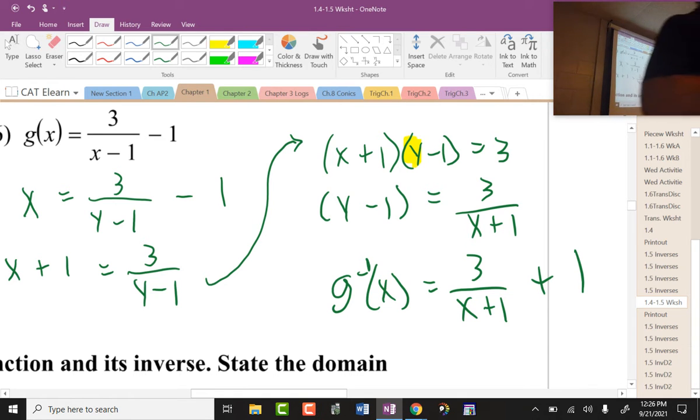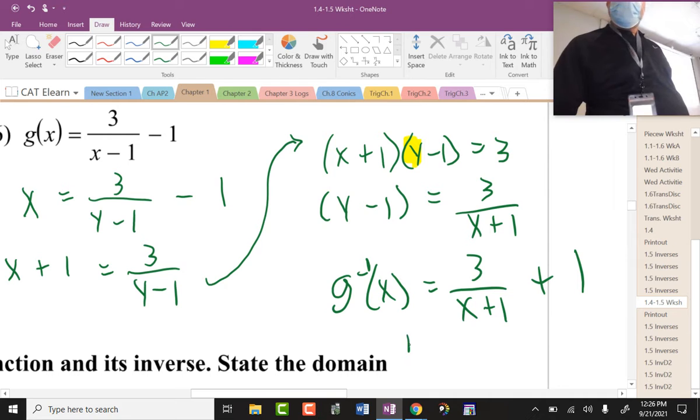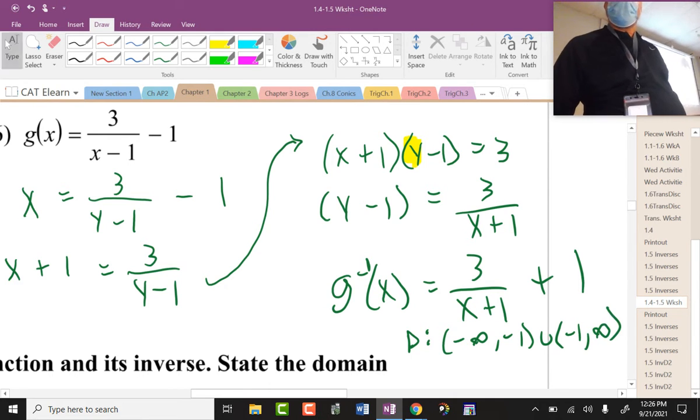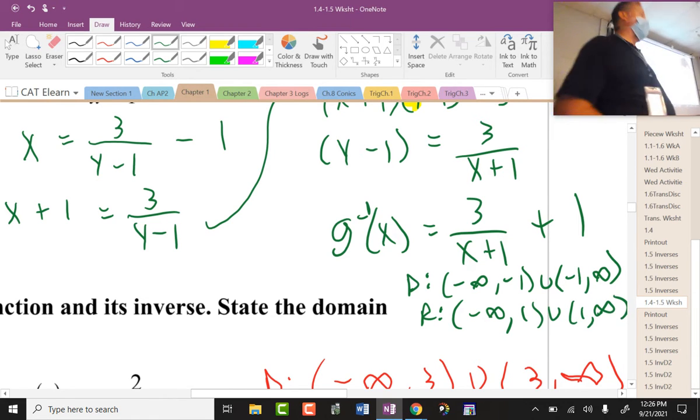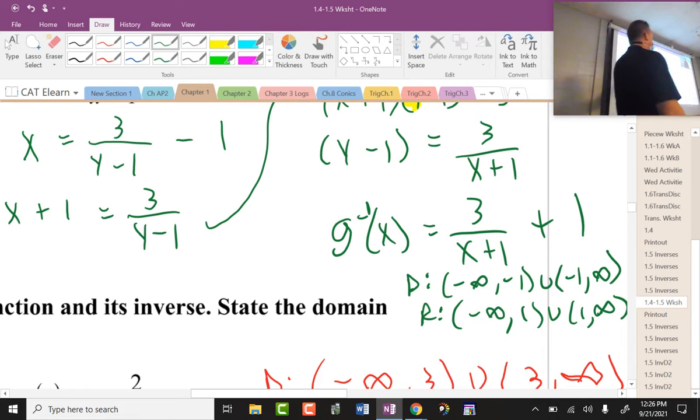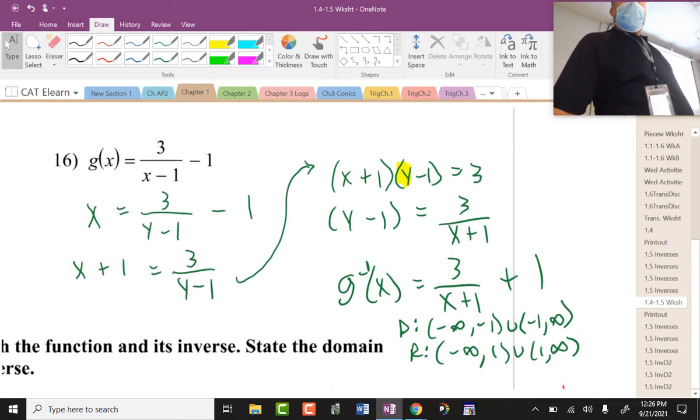So that means the domain is everything but -1. So annoying to have to write this in interval notation. That's because of the x equals -1 vertical asymptote. And the range is everything but 1 because of the y equals 1 horizontal asymptote. They did ask you for domain and range in that section. Now, I was supposed to do it in the beginning as well. All right, and then we could turn that in.